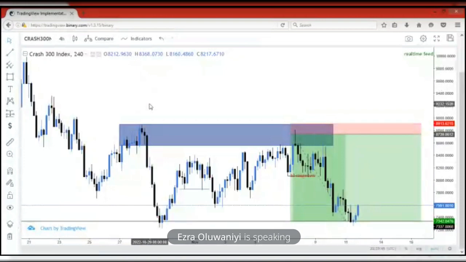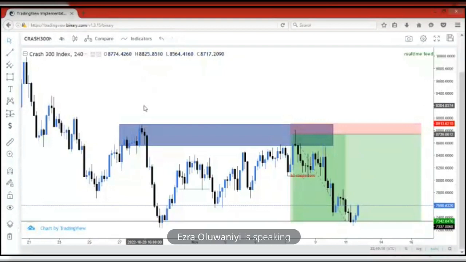I know about two entries, basically the aggressive ones and the conservative ones. The aggressive ones do not need confirmation, they just enter the trade, but the conservative ones use lower time frame confirmations to take their trades. So I'm going to explain both the conservative part and the aggressive part.